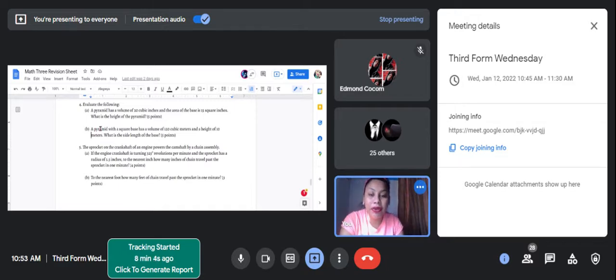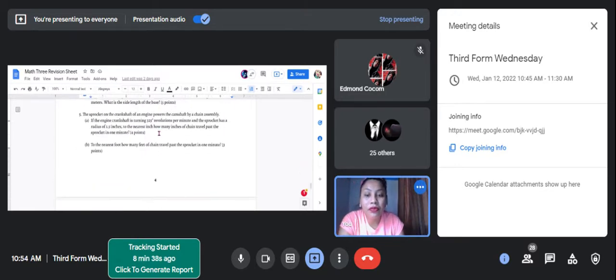So now it says that a pyramid with a square base has a volume of 120 cubic meters and a height of 10 meters. What is the side length of the base? So basically in this question, they're asking you for the slant length. And we had done questions like that. If you go back to Google Classroom and you go to that week where we had that assignment, there is a question that is almost identical to this one with different numbers, where you have to find the slant length, the SL. So it's the side of the base, right?